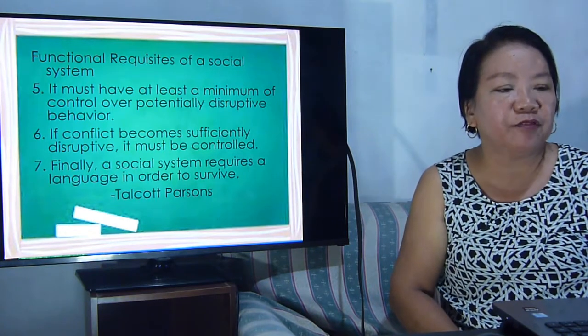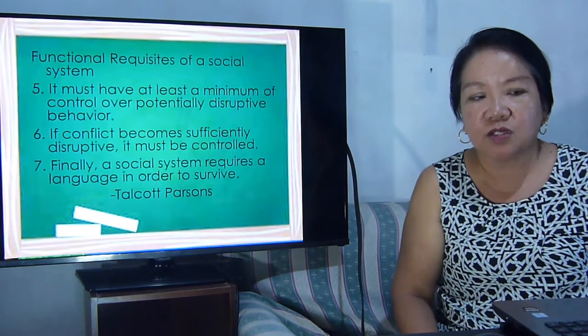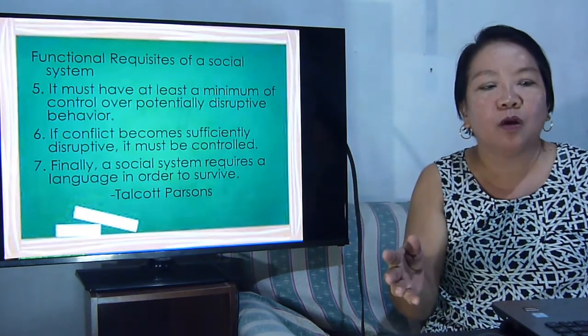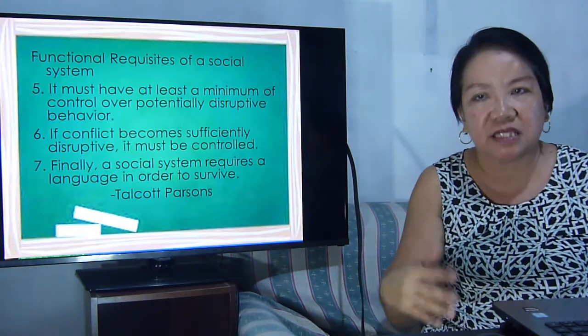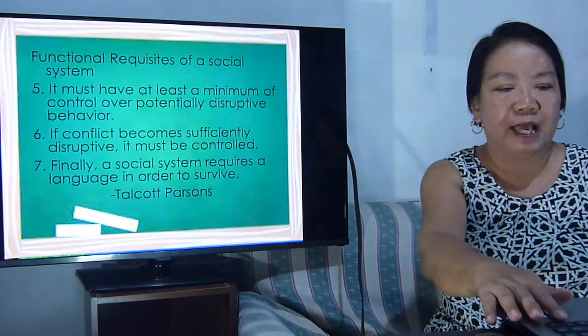Number 6, if conflict becomes sufficiently disruptive, it must be controlled. So, potential pa lang, i-control mo na. Otherwise, kung maging disruptive na siya, just the same. Baka mas malaki or mas mahirapan kang mag-control niyan, no?